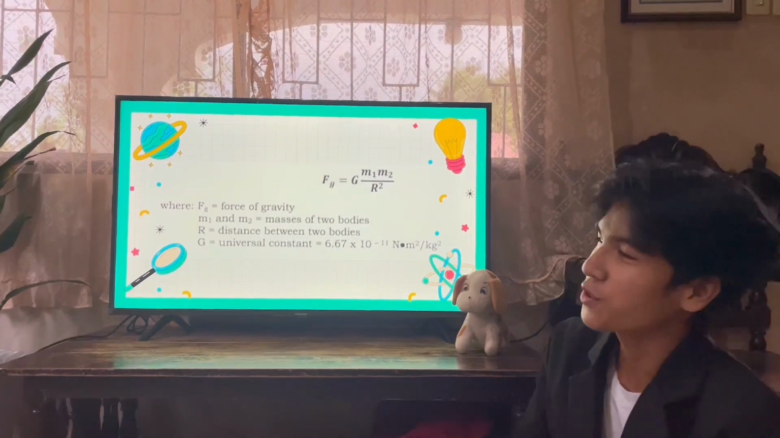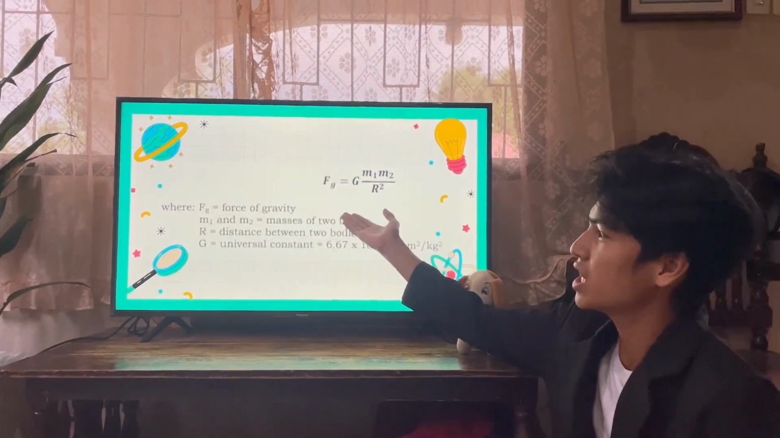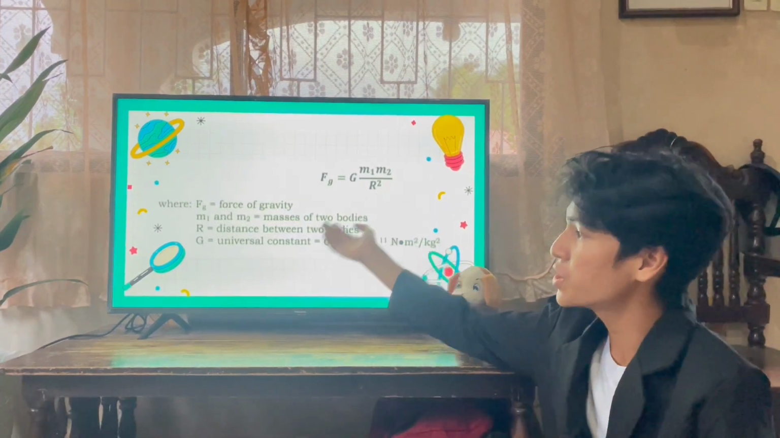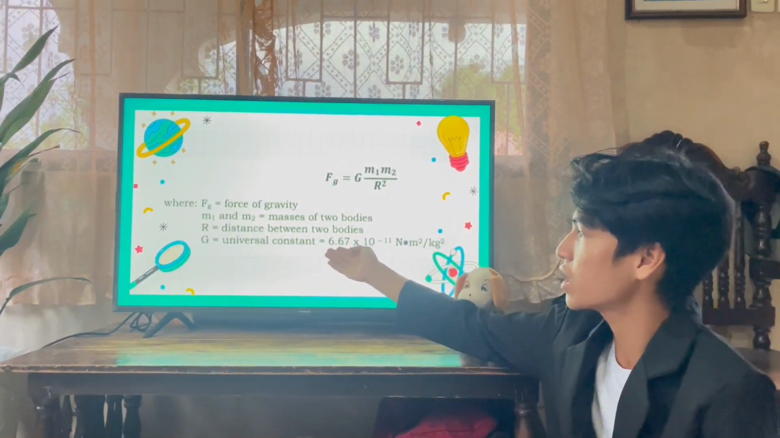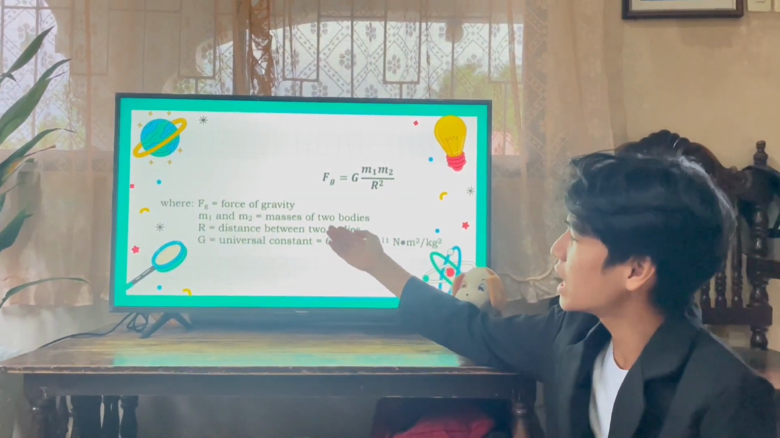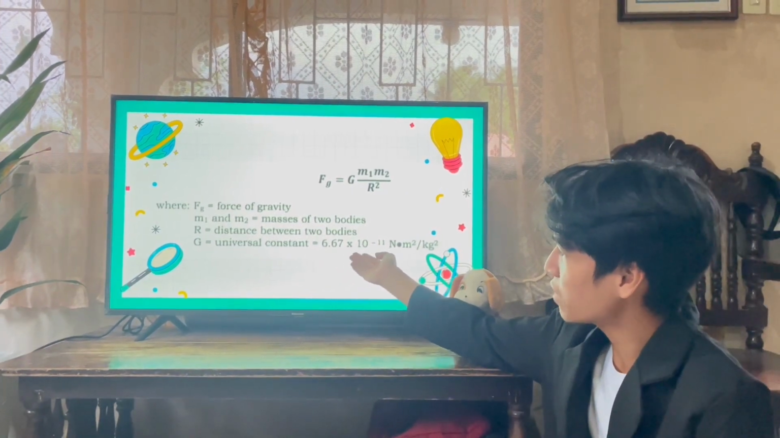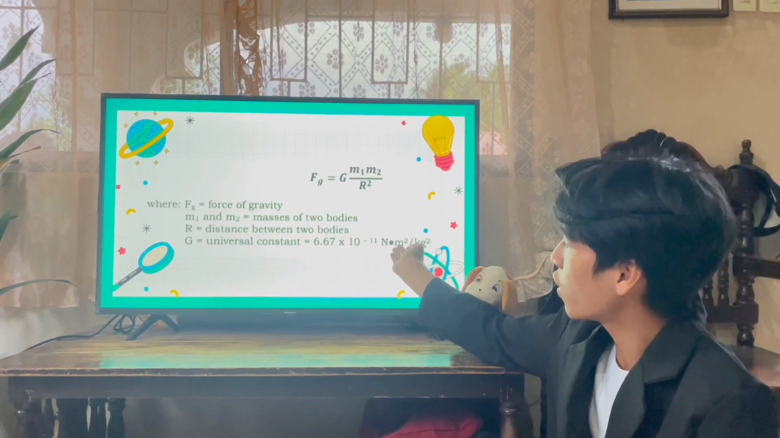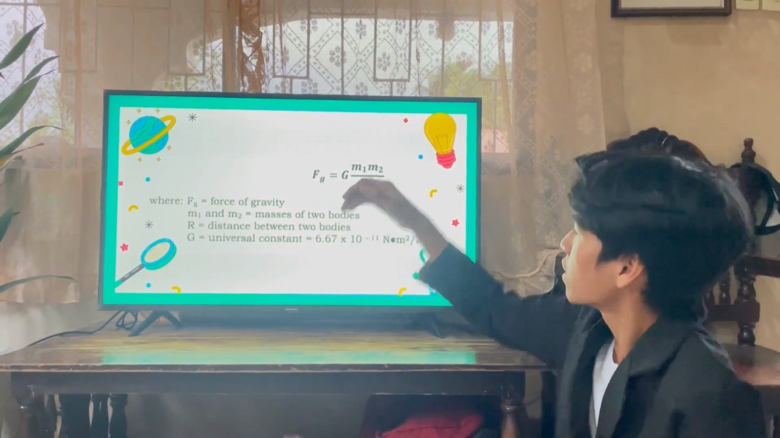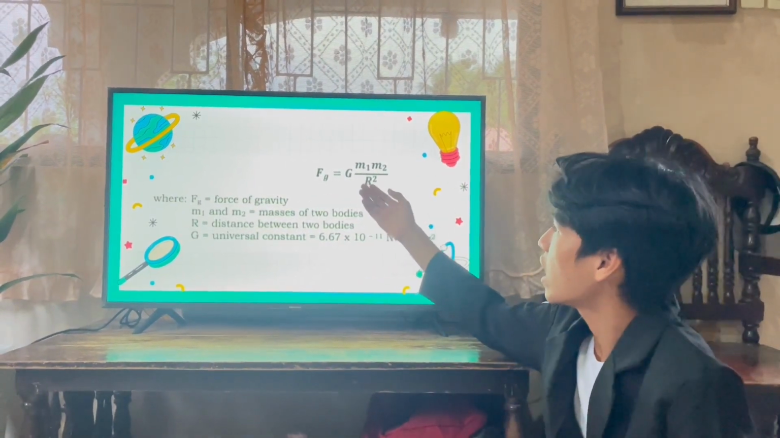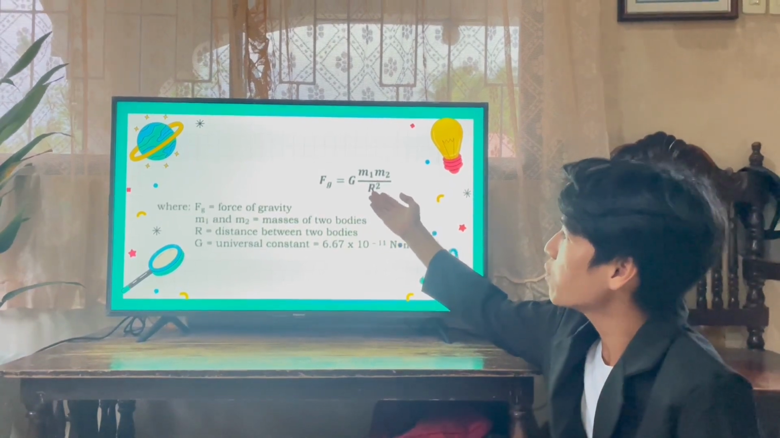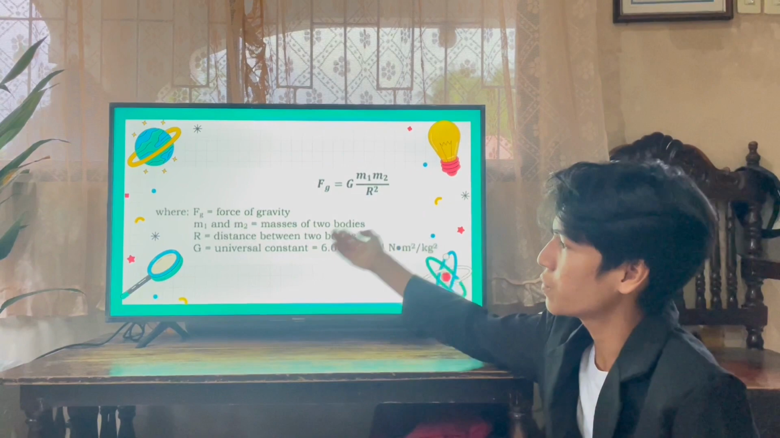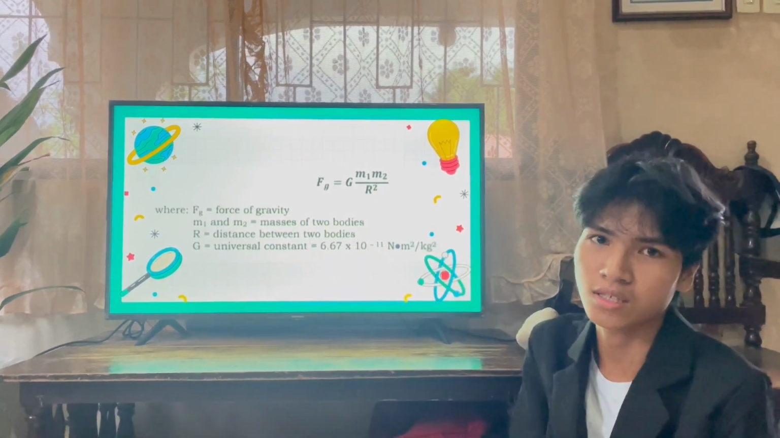So our formula for this is F_g, the force of gravity, equals G, the universal constant, which is equal to 6.67 × 10^-11 N·m²/kg², times m1 times m2 over r², where r is the distance between the two bodies.